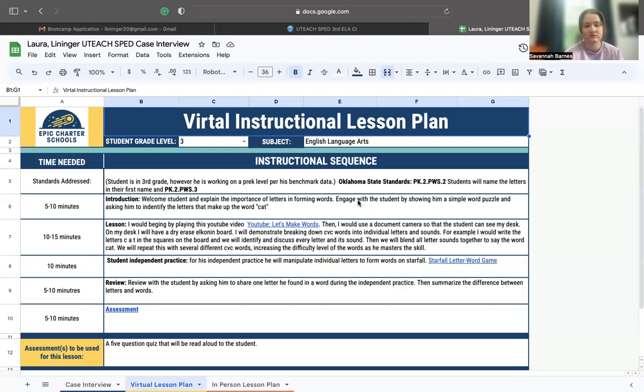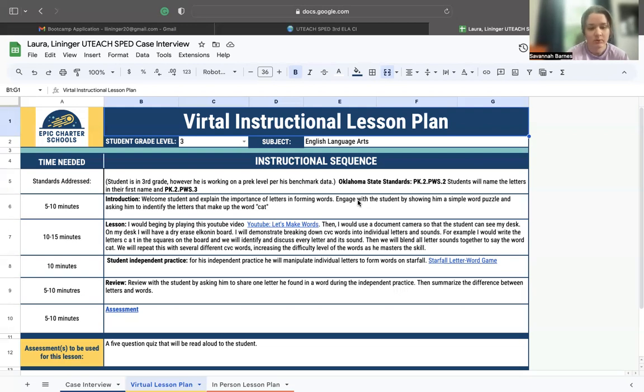We will repeat this with several different CVC, consonant vowel consonant, words, increasing the difficulty level of the words as he masters the skill. Then we will do an independent practice where he will manipulate individual letters to form words on Starfall. It's just a little game to get him more interactive with wanting to spell.